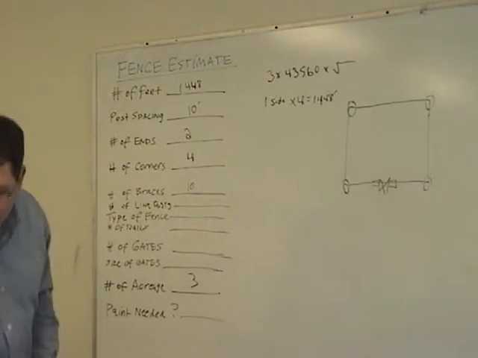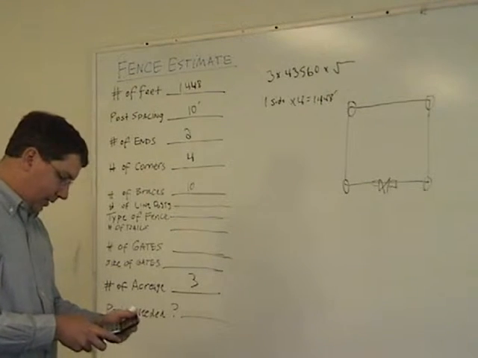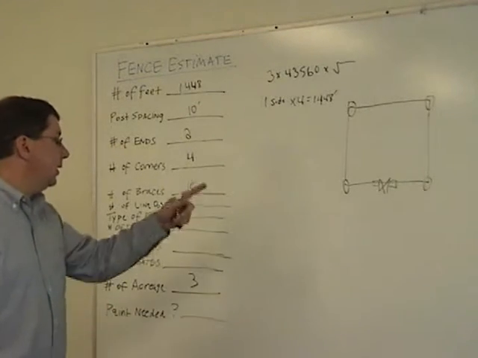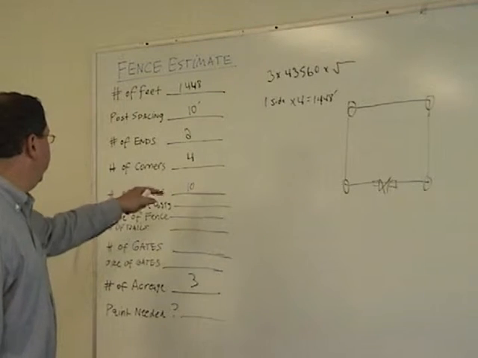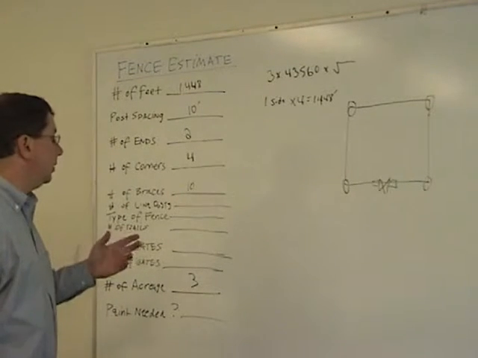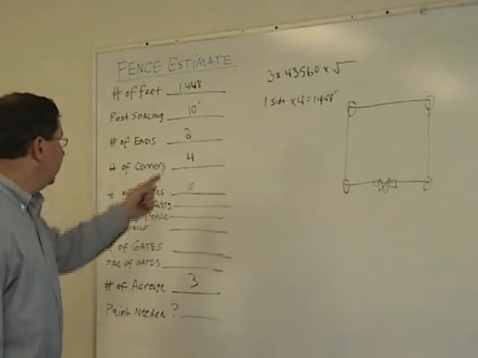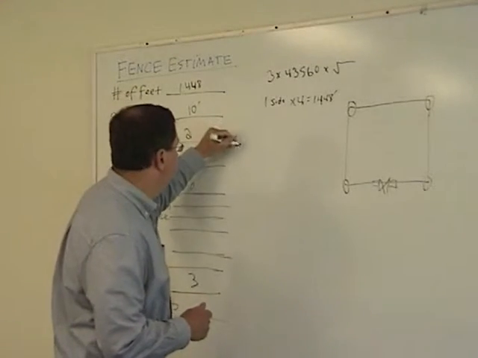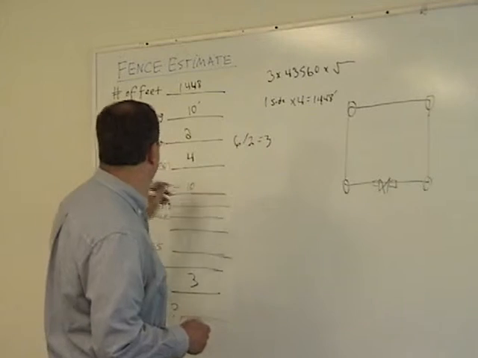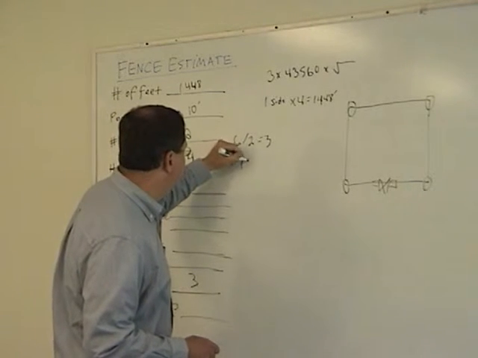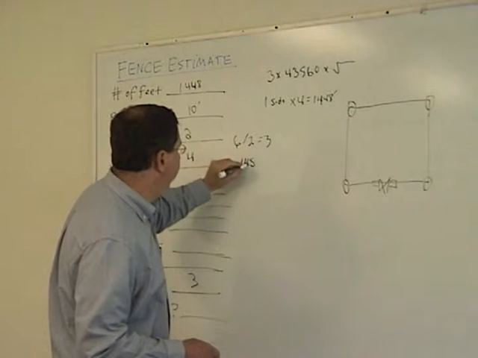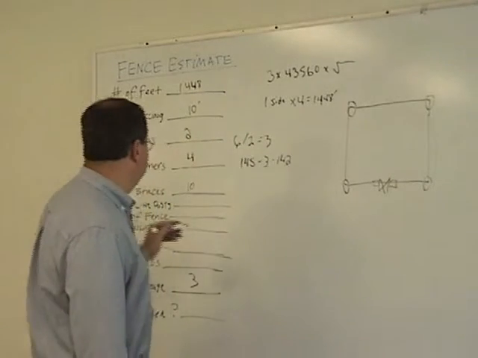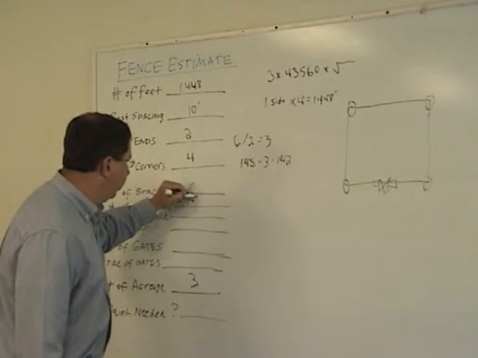My post spacing, I've got 1,448 feet divided by 10. To figure my line posts, it is 145, so I take my ends and corners out. I'm taking my ends and my corners, which is a total of 6, divided by 2 equals 3. And my lines are 145, and I minus the 3, which equals 142. So I know that I need 142 line posts.